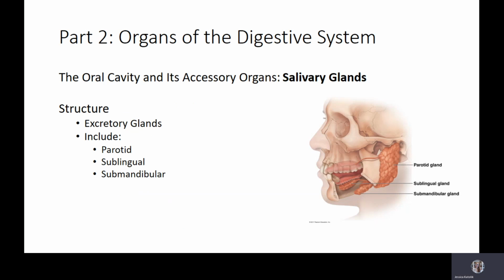We're going to have three groups of salivary glands, and they are going to include the parotid, the sublingual, and the submandibular glands. Over here we can see the parotid gland. The parotid gland is going to be near the ear, and it's going to be sitting on top of and a little bit posterior to the masseter muscle. The sublingual is going to be directly below the tongue. And then over here we have the submandibular, which is going to be a little bit inferior and medial to the mandible.